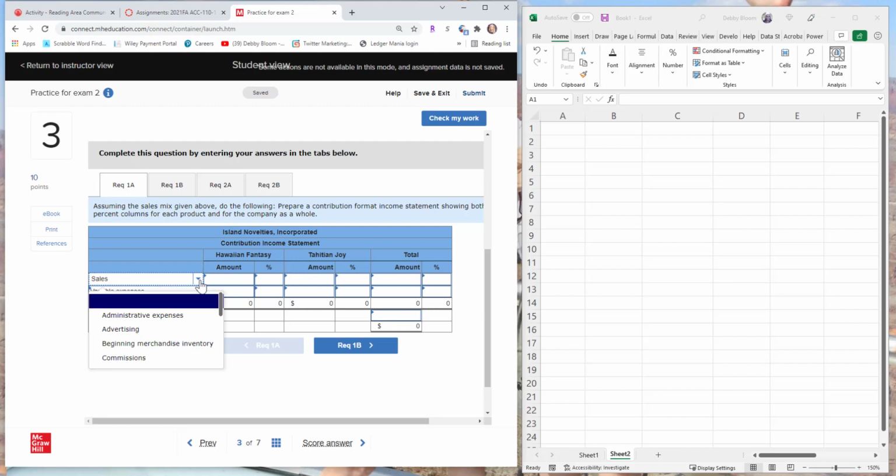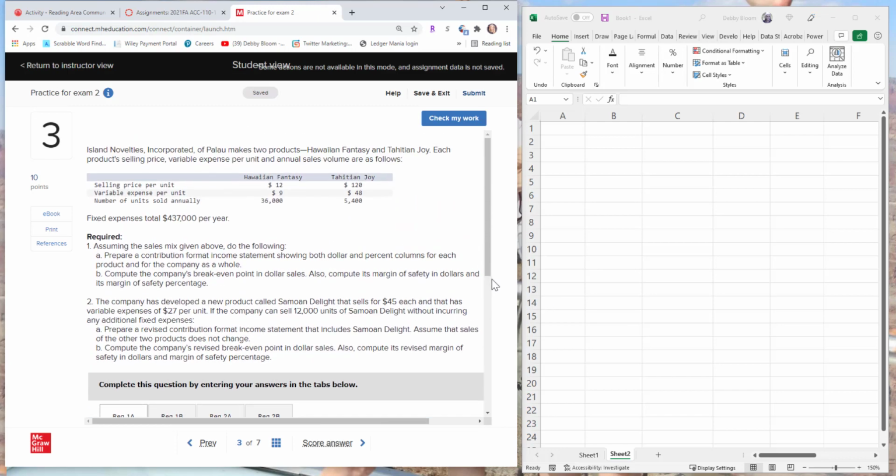So first, we begin with our sales. As I said, after our sales, we move down to our variable expenses. Sales minus variable expenses is contribution margin. We subtract the fixed expenses from the entire company, and we calculate our net operating income. So let's first start with Hawaiian Fantasy.